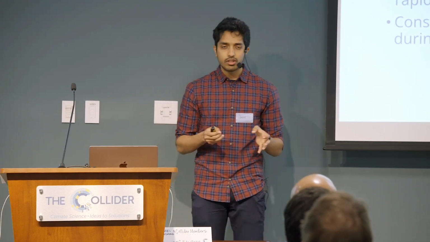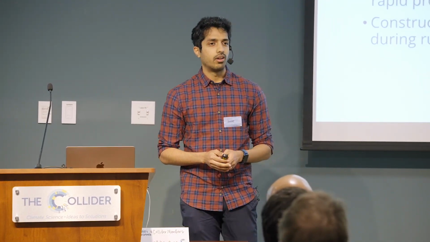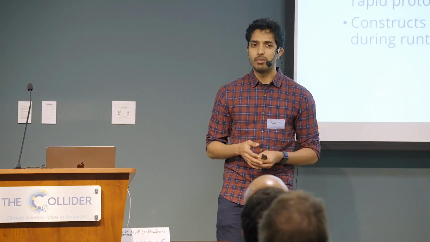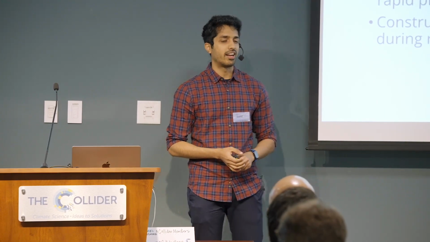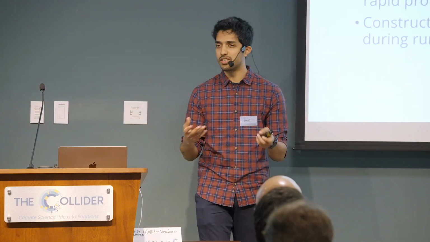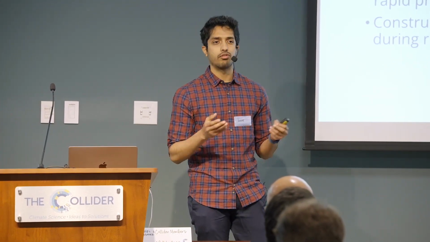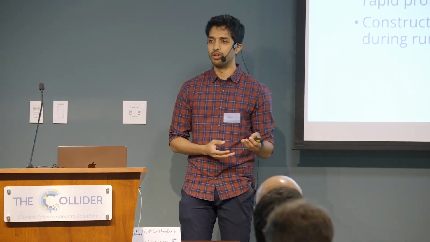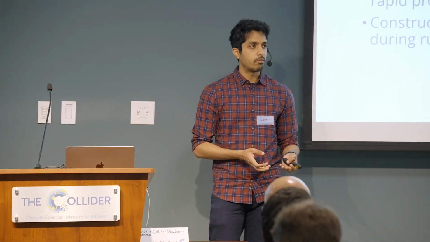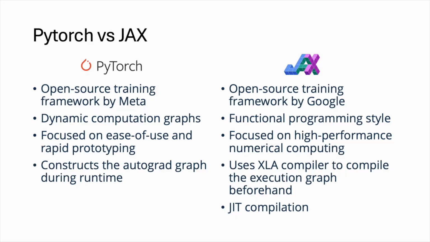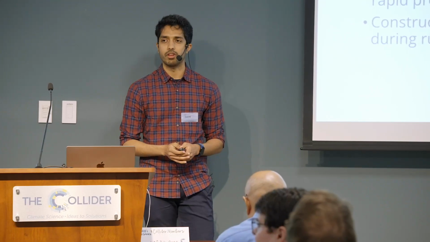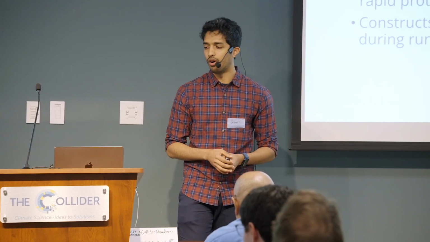So PyTorch is mainly focused on ease of use and rapid prototyping. I am sure most of you are familiar with the advantages of Python and how easy it is to get started programming in Python, and how intuitive it is to even understand a Python program, right? And PyTorch follows the same philosophy of giving the highest flexibility to the programmers to make any changes, and it's very easy to debug a PyTorch program. So it constructs the autograd graph during runtime. Autograd is basically the automatic differentiation part of PyTorch, which does the gradient computation for you on the fly.